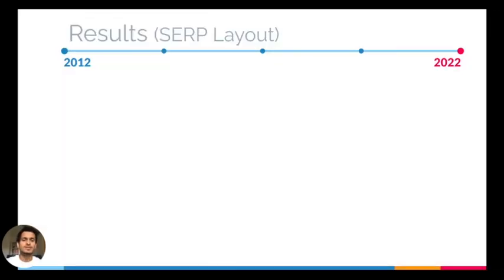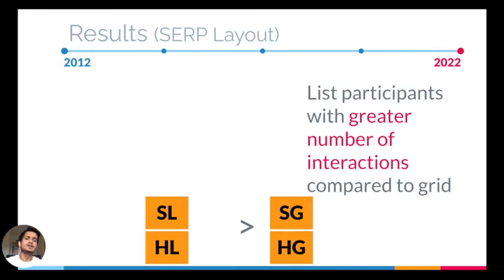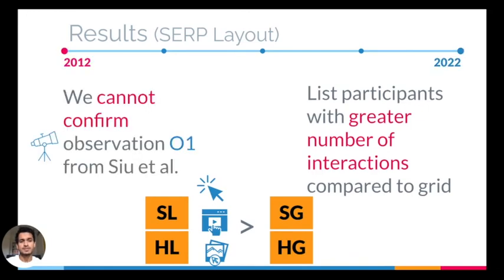Coming to the results, we saw that participants completing tasks on the list layout had a greater number of interactions compared to those on the grid layout. For example, they had more clicks on web results. They also interacted more with vertical results compared to their grid counterparts. As a result, we cannot confirm one of the observations from Siu et al., where they found participants with the list interfaces to have more interactions compared to their grid counterparts.